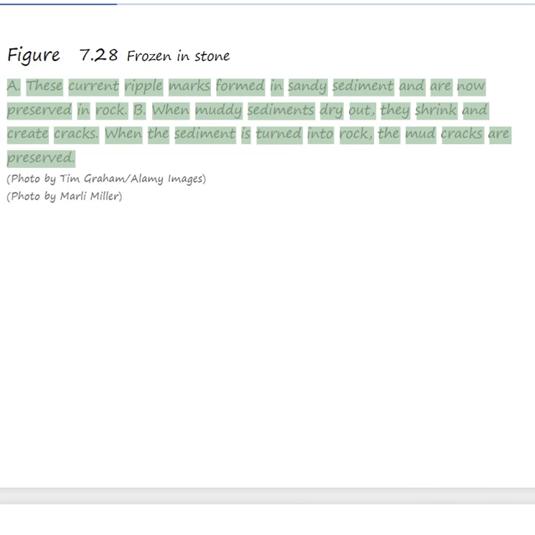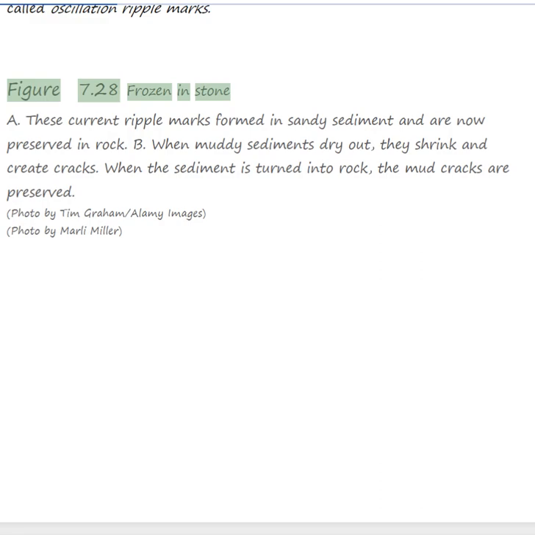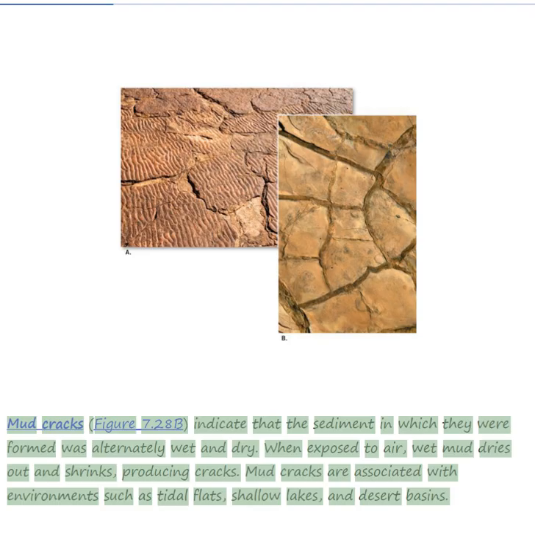B. When muddy sediments dry out, they shrink and create cracks. When the sediment is turned into rock, the mud cracks are preserved. Figure 7.28 Frozen in stone. Mud cracks indicate that the sediment in which they were formed was alternately wet and dry. When exposed to air, wet mud dries out and shrinks, producing cracks. Mud cracks are associated with environments such as tidal flats, shallow lakes, and desert basins.